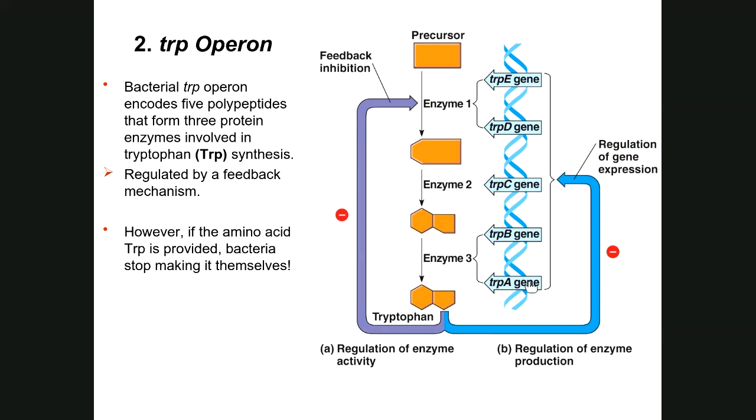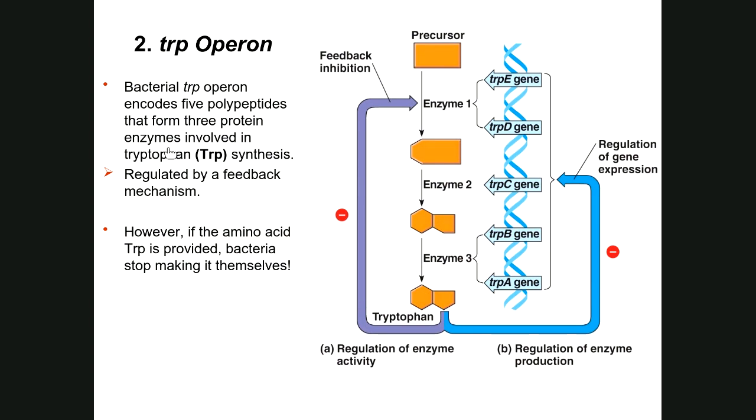Now for the lac operon, I do want you to know the names of the genes because that's a very popular operon that's discussed in your advanced classes. But for the trp operon, you don't hear as much about it, so just know that it consists of 5 genes that code for 5 polypeptides. And these 5 polypeptides form 3 active proteins, which are enzymes.